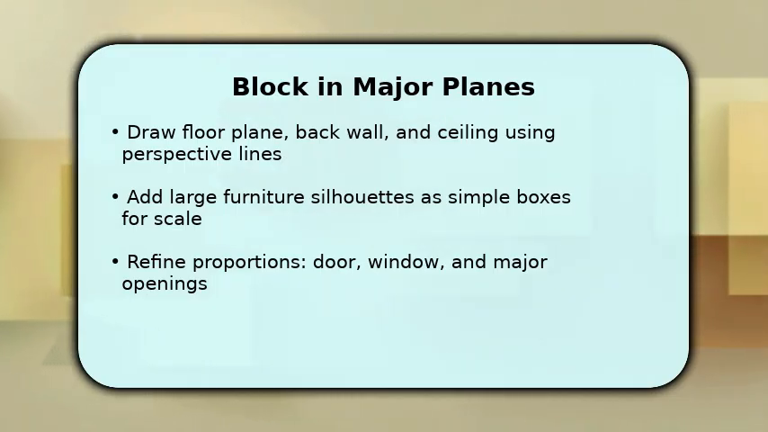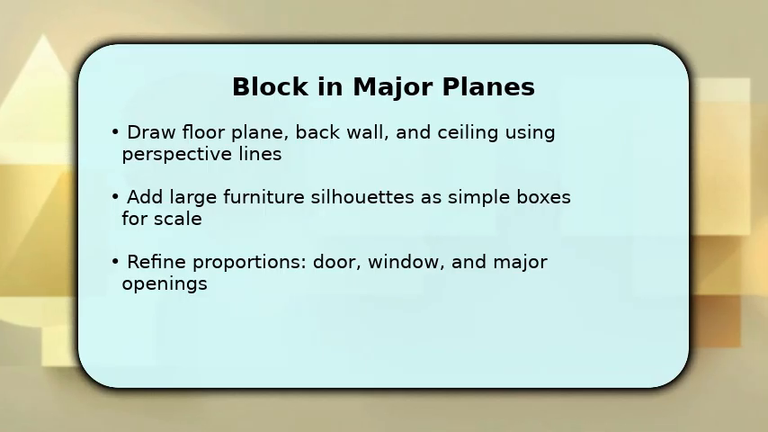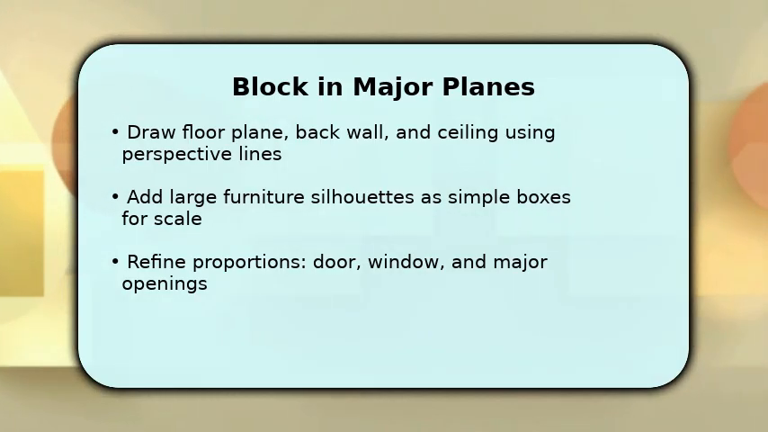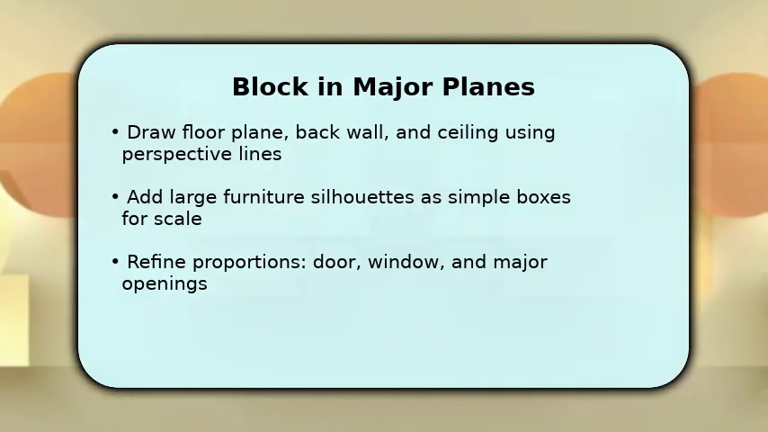Next, place large furniture and architectural openings as simple boxes or rectangles to test scale and circulation. Make sure to check relationships, door height, window placement, and walkway widths against a human scale. Adjust boxes until the composition feels balanced. These middle steps define volume and spacing. So take time refining them before moving to detailed edges.